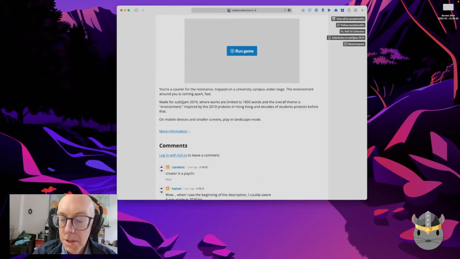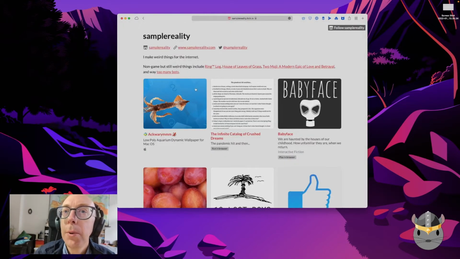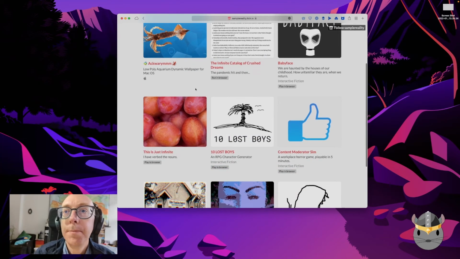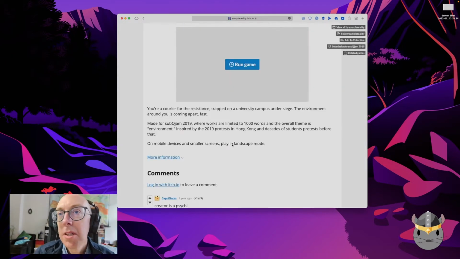So what am I going to look at today? I'm going to look at a game today. This is one from 2019. It's over on Itch, and it's called Masks. This is on sampleReality.itch.io, and actually Sample Reality has a few other games as well, as you can see here. A couple of different ones. Might have a go of this one as well. But we're going to look at Masks. I don't know where I came across it in the first place, but it seemed interesting.